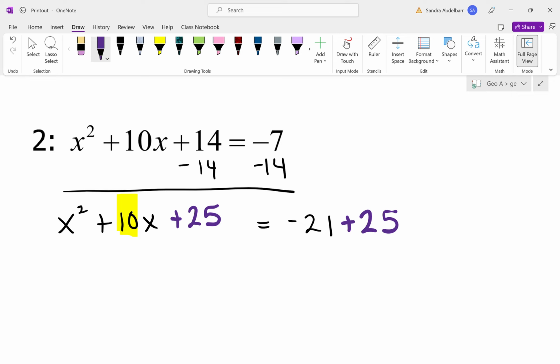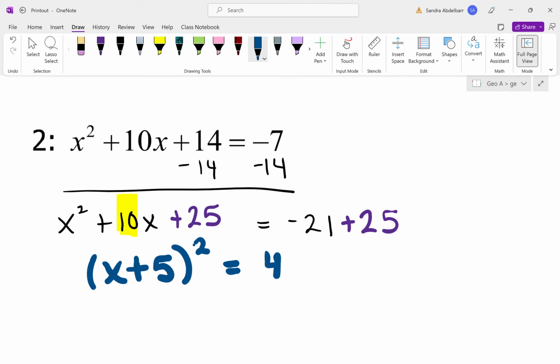Danya, what about x squared plus 10x plus 25? What do I do with that now? Yep, and what's that going to be? You got it. So this becomes x plus 5. We end up factoring that. Squared equals 4.